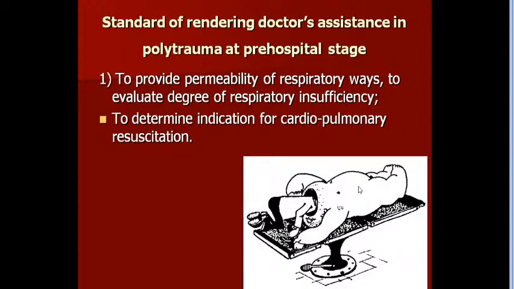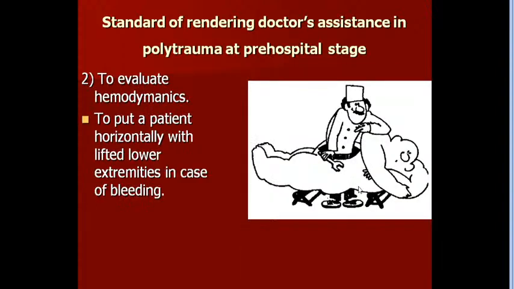To provide patency of the respiratory tract, to evaluate the degree of respiratory insufficiency, to determine indications for cardiopulmonary resuscitation. To evaluate hemodynamics, place the patient horizontally with the lower extremities raised in case of bleeding. Its synonym is dry hemotransfusion. If you lift the lower extremities, maybe 1 liter of blood passes to vital organs.